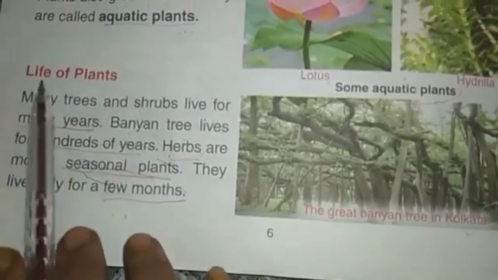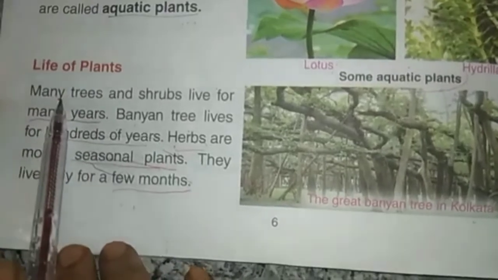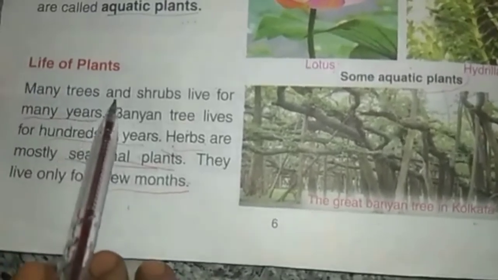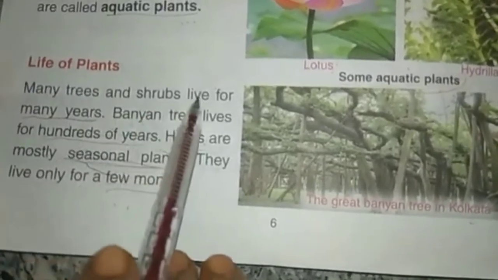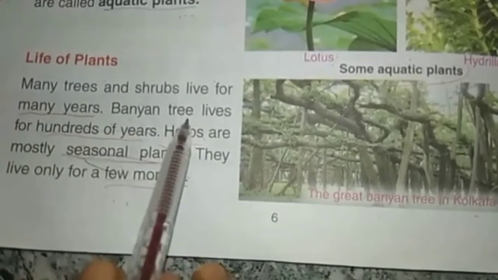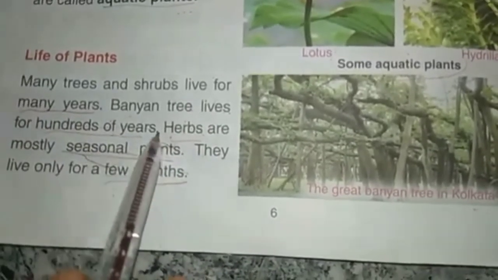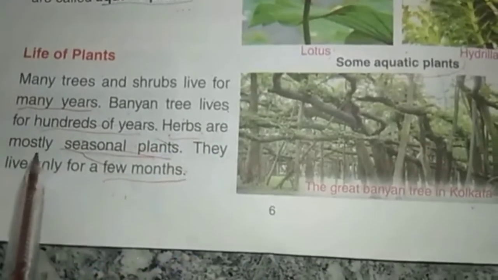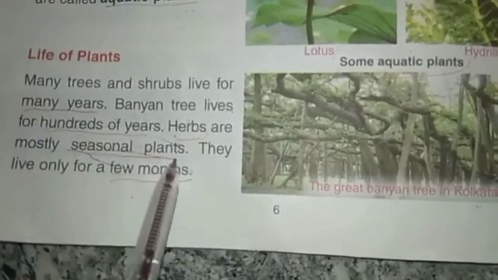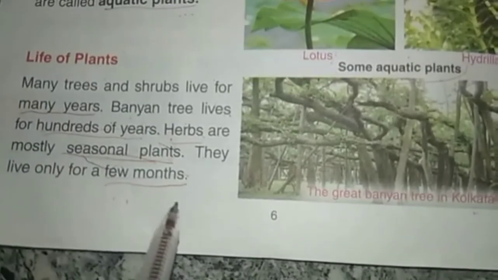Okay, children, say again, life of plants. Many trees and shrubs live for many years. Banyan tree lives for hundreds of years. Herbs are mostly seasonal plants. They live only for a few months.